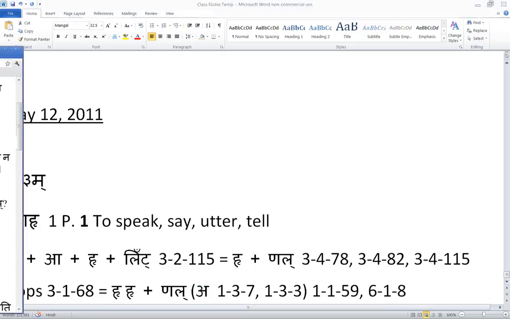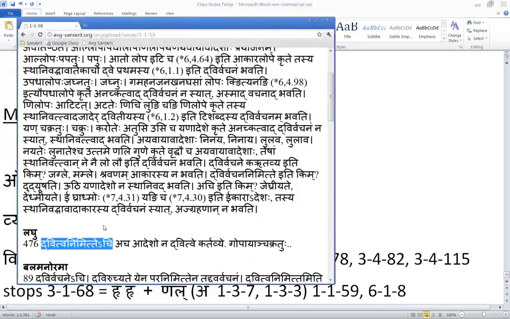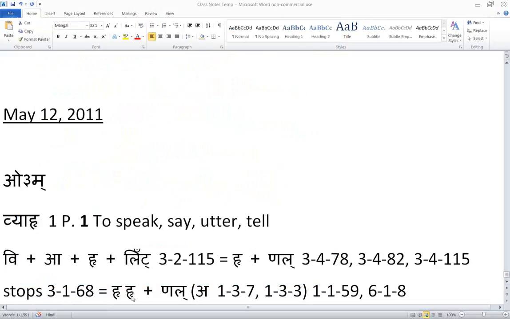So what happens then is that dvitta nimittyachi achaha adesha na. Then that is the case, don't do an adesha for an ach. So in the ru dhatu, this ru will not take an ajya adesha. Ditve kartavye. When dittam is to be done, do not do an ajya adesha, ditve kartavye. So that's what 1159 says.